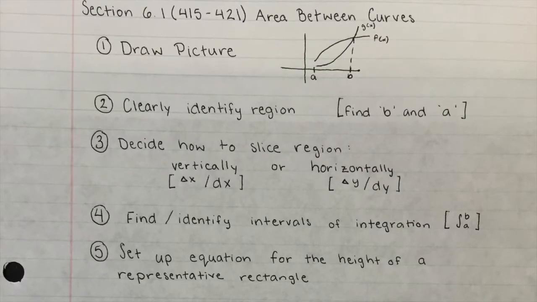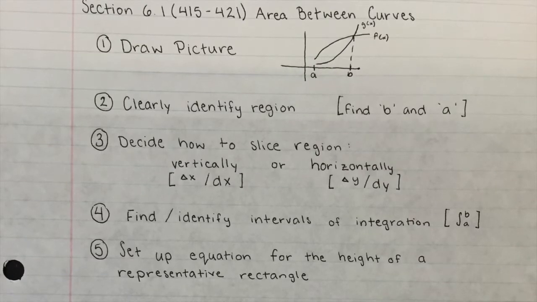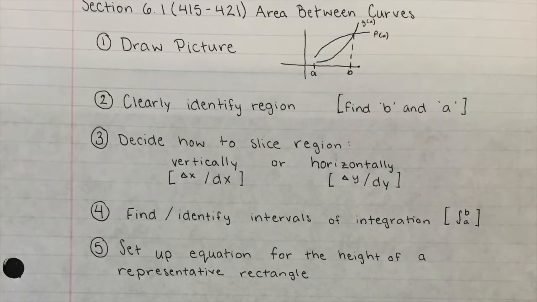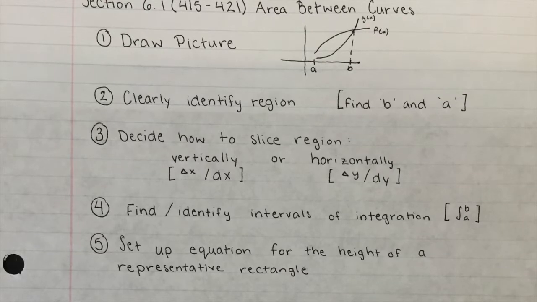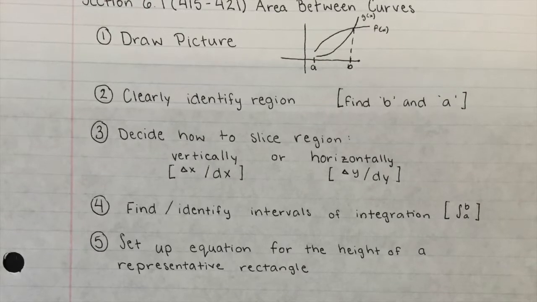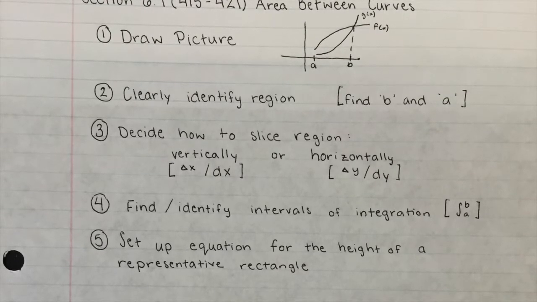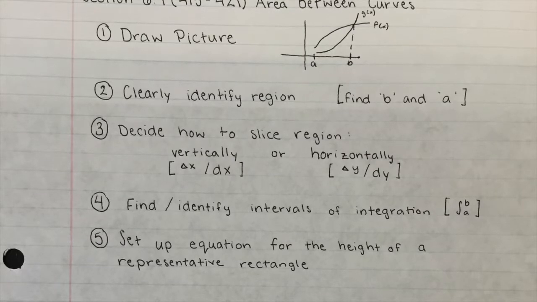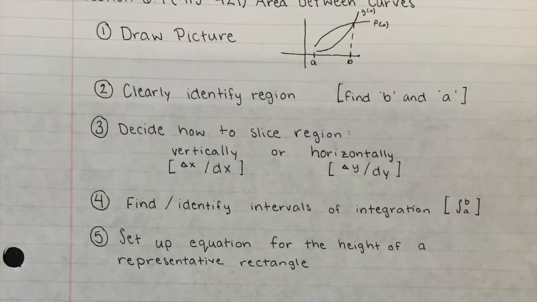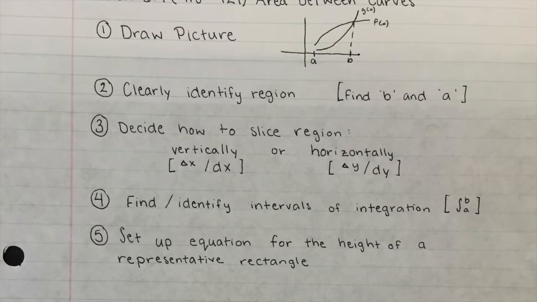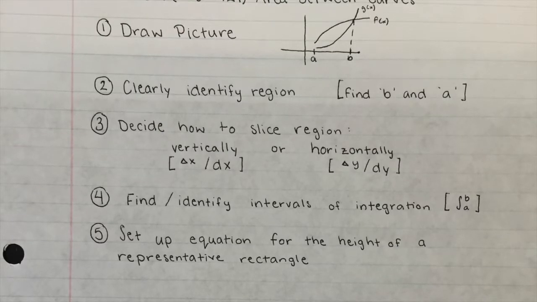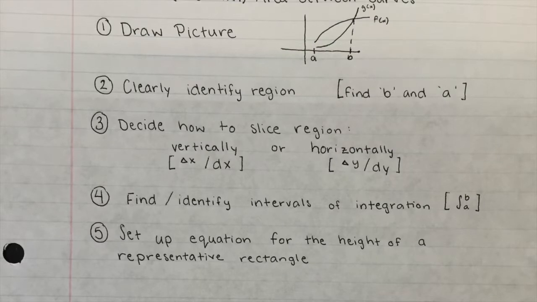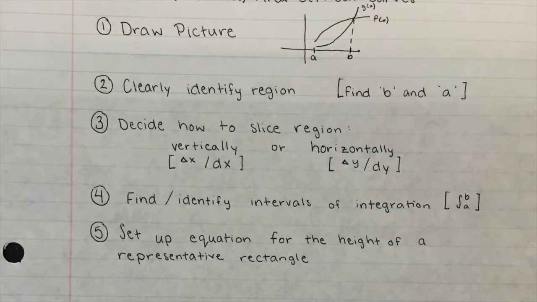And step 5 is to set up the equation for the height of the representative rectangle. And so the final equation will be A equals the integral of your first equation minus the second equation. And in certain cases you will have that A equals the integral from b to a of the absolute value of f of x minus g of x.